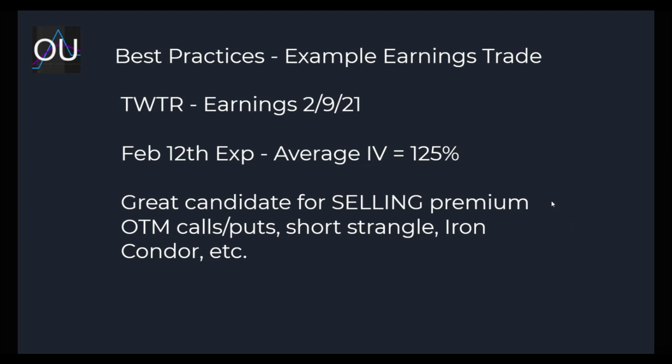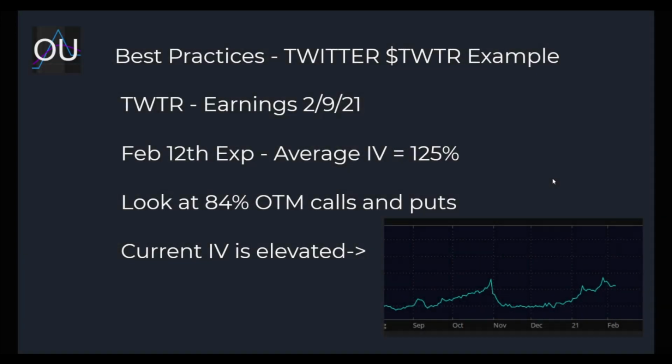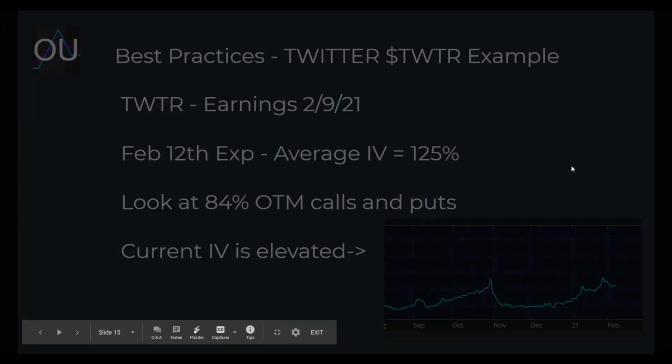We can take a look at the out of the money calls and puts, and a couple of strategies we'd consider here would be the short strangle and the short iron condor. So in this case, we would want to look at the 84% out of the money calls and puts on this trade, because IV is elevated, as we saw in that chart.